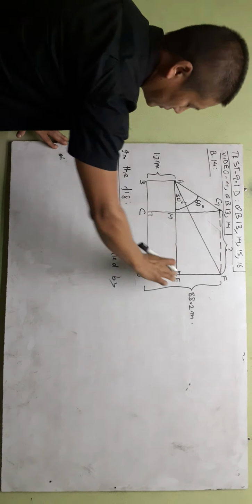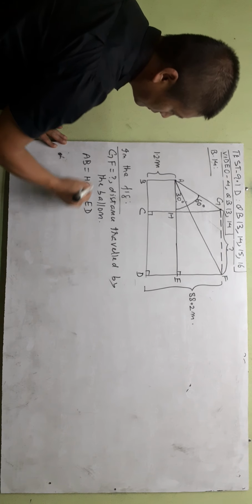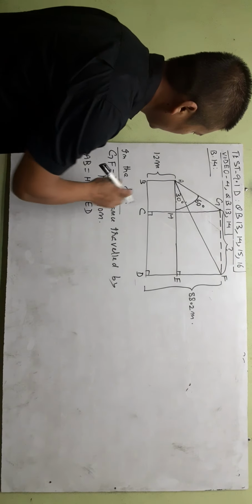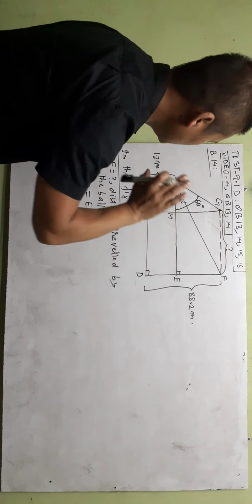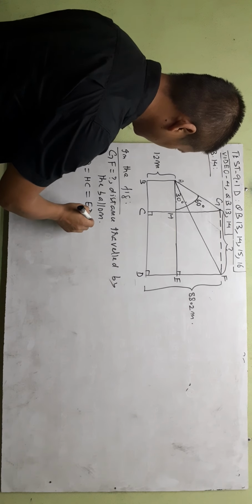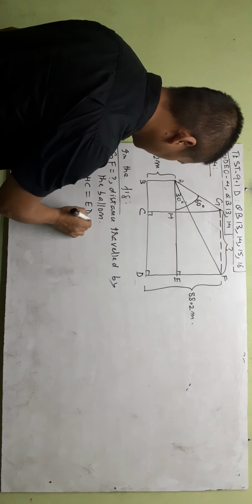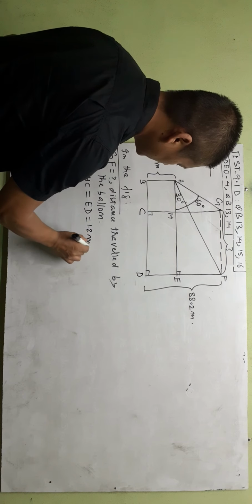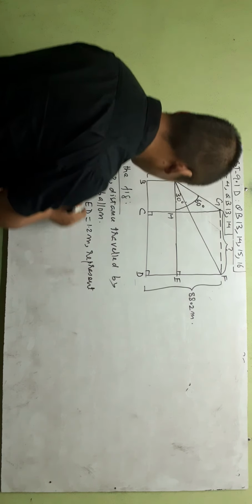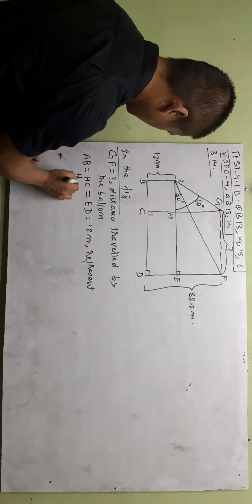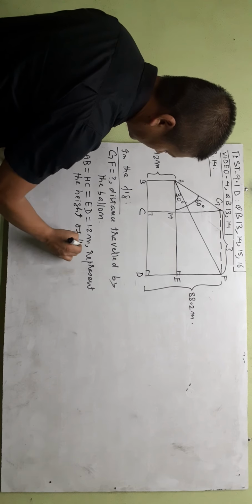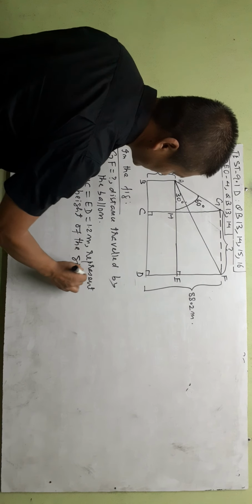All these three will be equal to ED. Okay, will be equal because, you see here, AB equal to HC equal to ED, because you know this one here is equal to 1.2 meter. This represents the height of the girdle. I'll explain it to you.